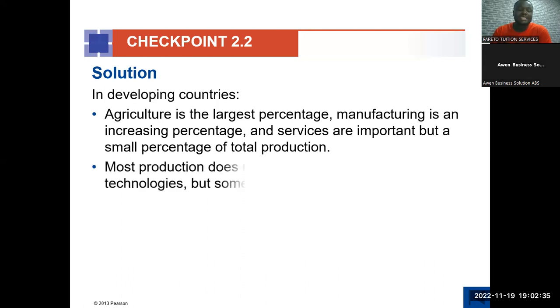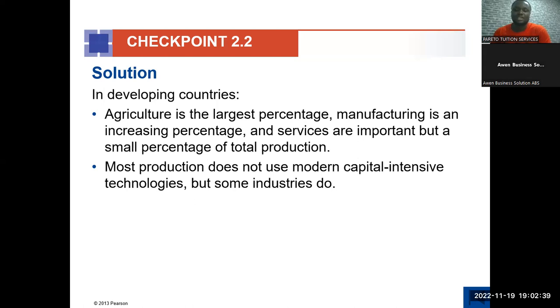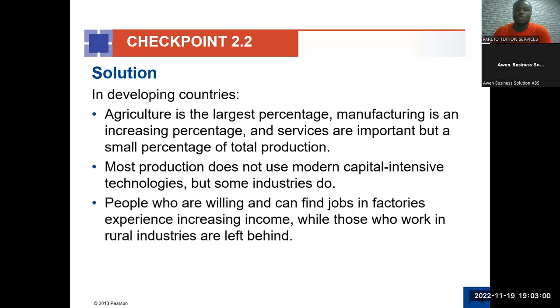Most of our production is labor intensive. We hardly use the modern capital intensive technologies. Even for farming, people are still using cutlasses and hoes, whilst the advanced countries are using tractors and those stuff. Yeah, we are still using those stuff. Okay. And then for the whom.